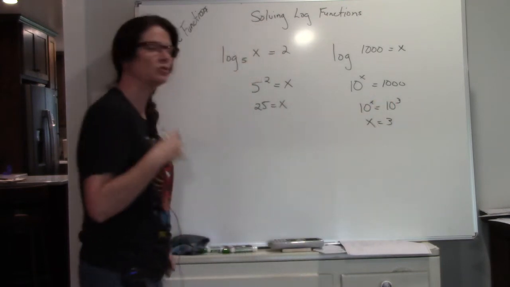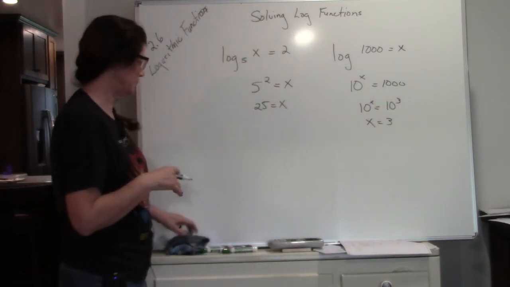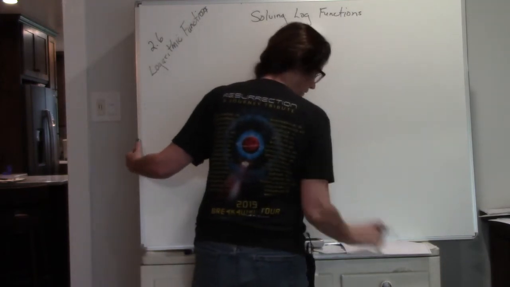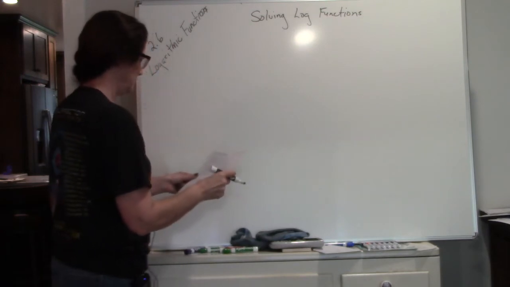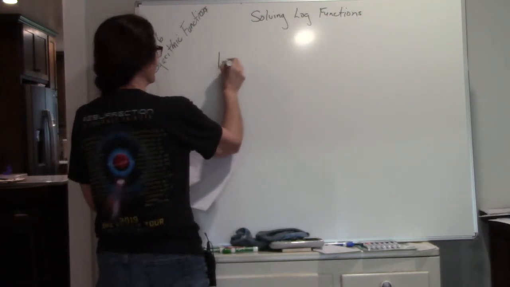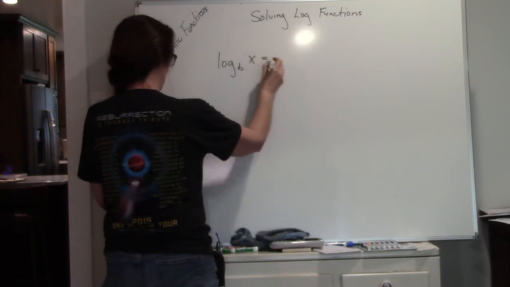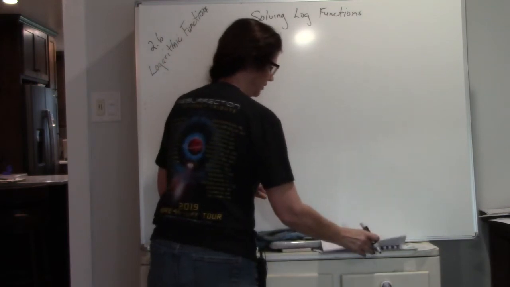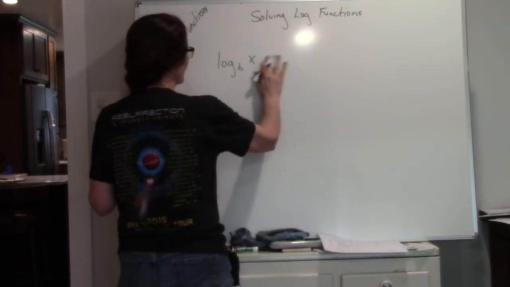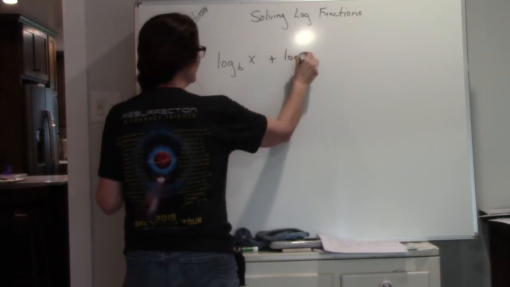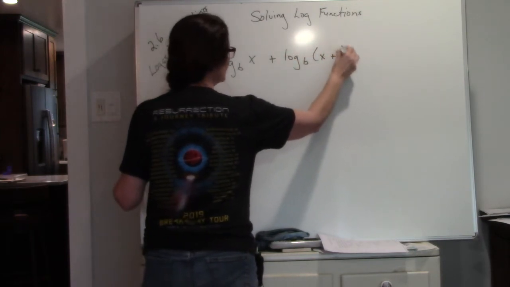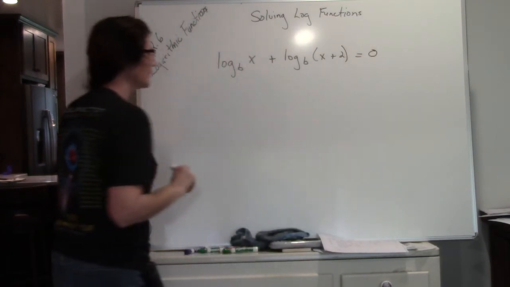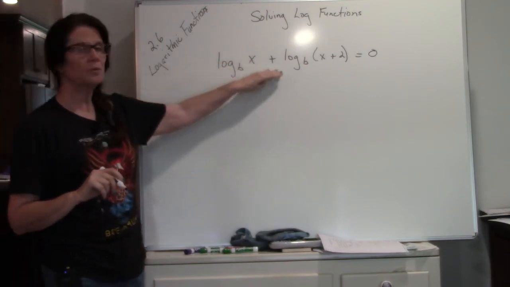So this goes back to when your base is the same, the exponents are equal to each other. All right, so now we're going to expand on this a little bit. I want you to solve the following equation. So log base b of x, I'm going to start out a little bit easier on you, plus log base b of x plus 2 equals 0. Okay? So this goes back to our properties of logs.